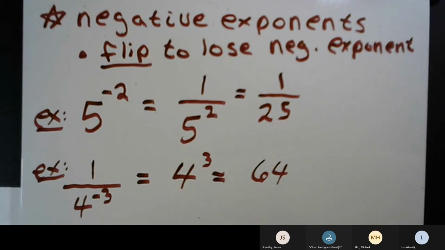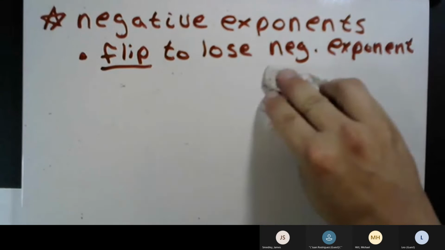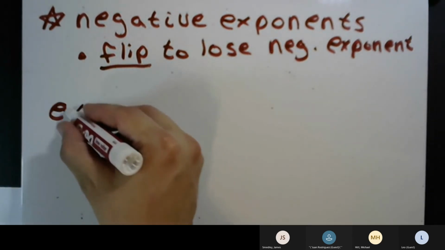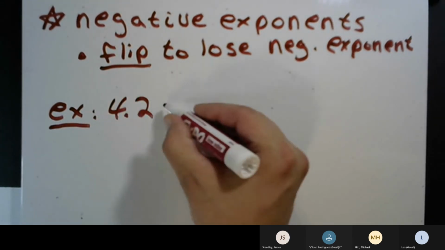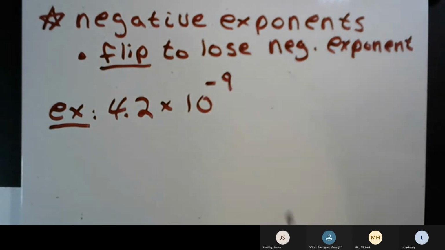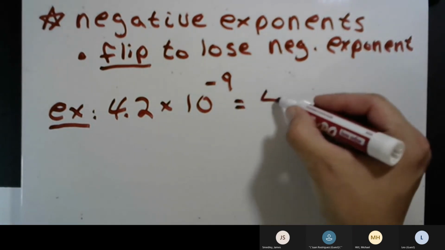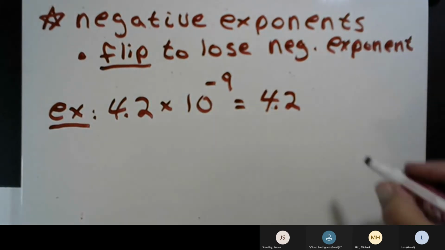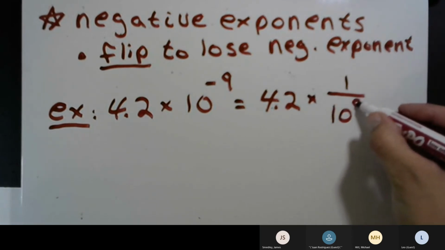So how does this affect scientific notation? Because you'll see this with scientific notation. So let's say we have 4.2 times 10 to the -9. It's like, what do you do with that? Well, we're going to flip. So this time, we're just flipping the part that's the base and the exponent. That's the only thing that flips. So this becomes 1 over 10 to the 9.